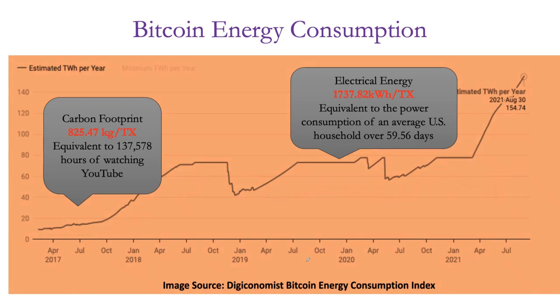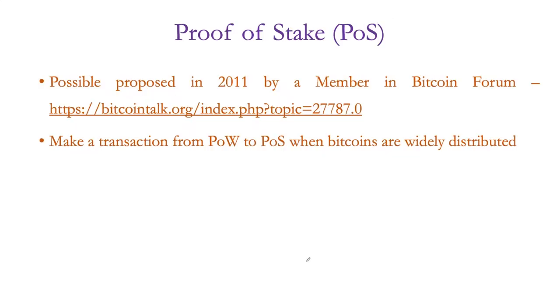So the alternative to this proof of work is another consensus algorithm which is used in the distributed network and in the public network, that is proof of stake. The proof of stake is also called virtual mining.